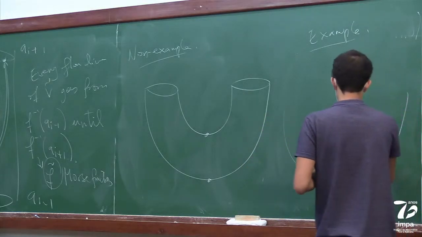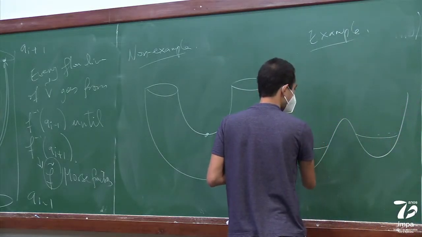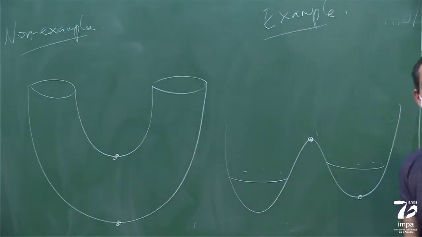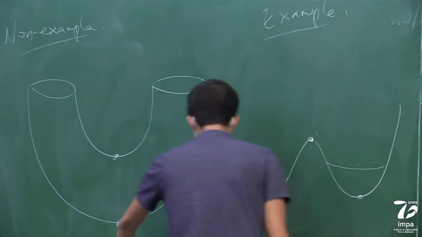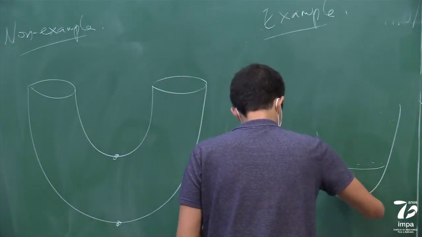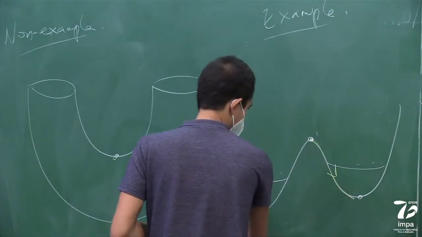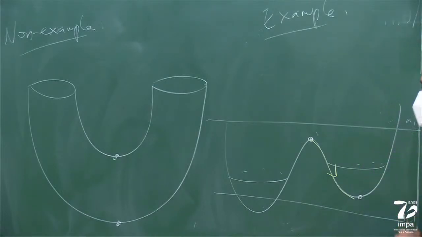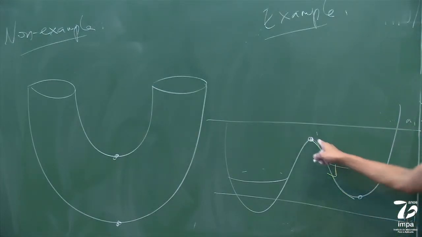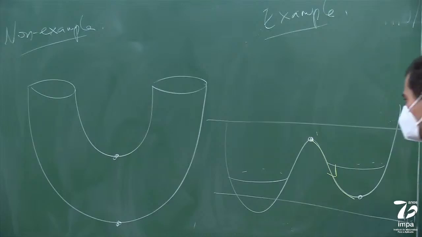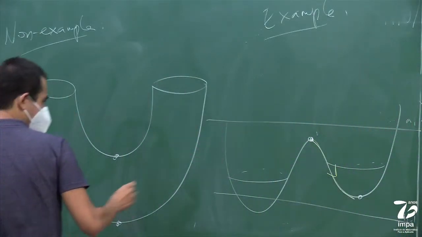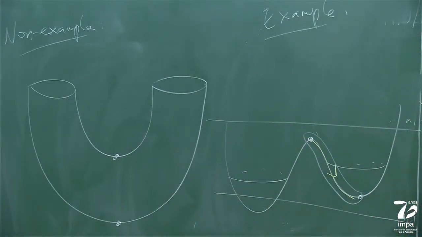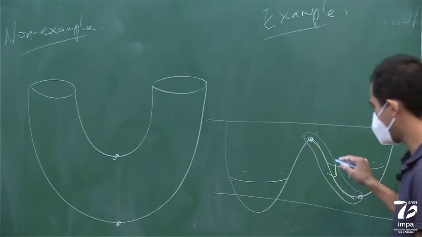Take this index 1 critical point, and take this index 0. So you see that here you have a unique flow line from here to here. And I have a level here, and a level here. So this was the a_i minus 1, and this was the a_i plus 1. So you have a unique flow line here. That means in a neighborhood, I can find a vector field that's non-zero.